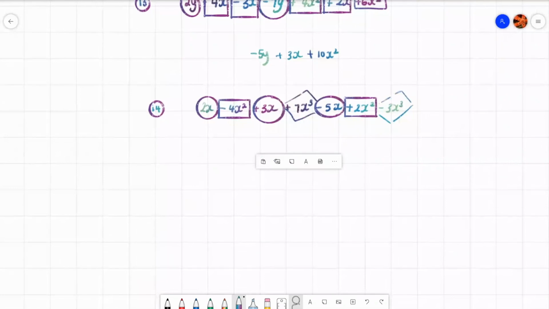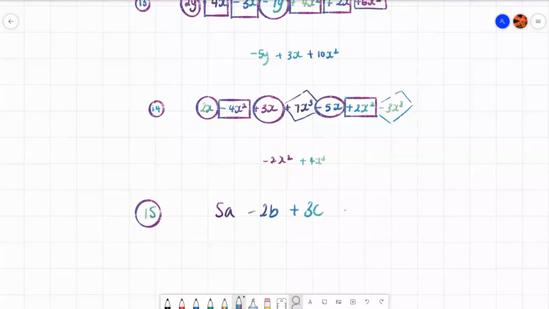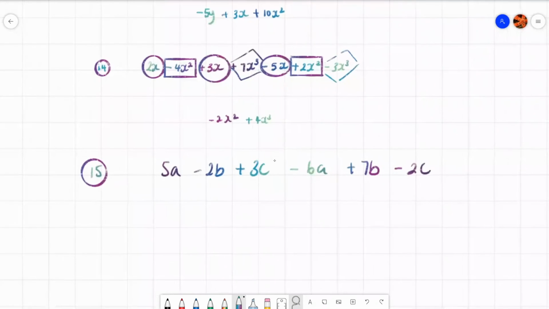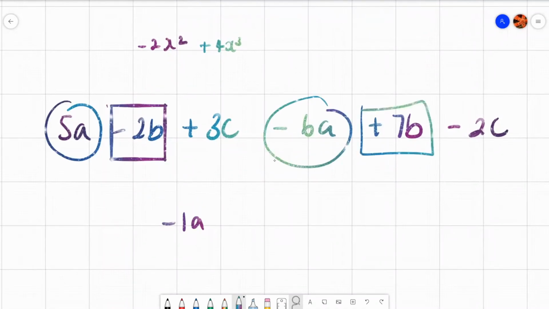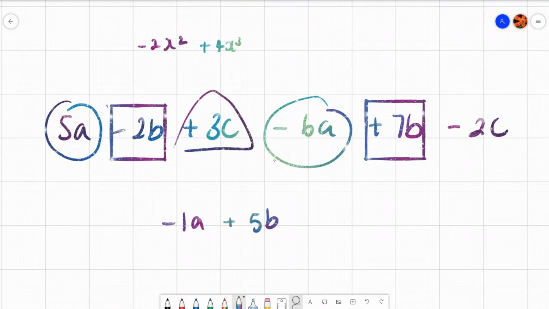I mean, you had three different things here. You had an x, an x squared, and an x cubed. But just to finish off, you might have something like this. 5a minus 2b plus 3c minus 6a plus 7b minus 2c. Okay, so three different letters going. So 5a minus 6a would be minus 1a, minus 2b add 7b would be plus 5b. And then you've got 3c minus 2c, which is 1c, just plus c on its own.